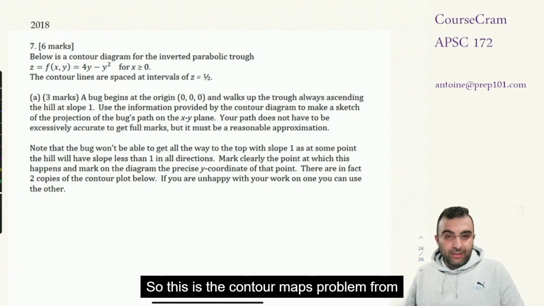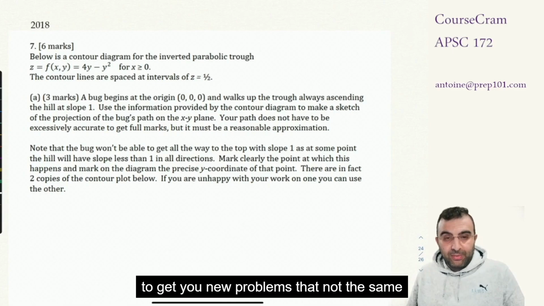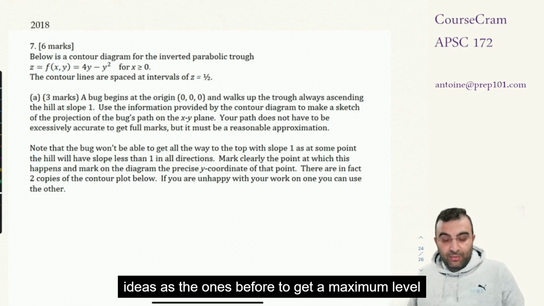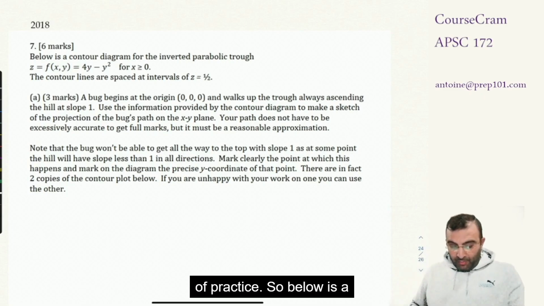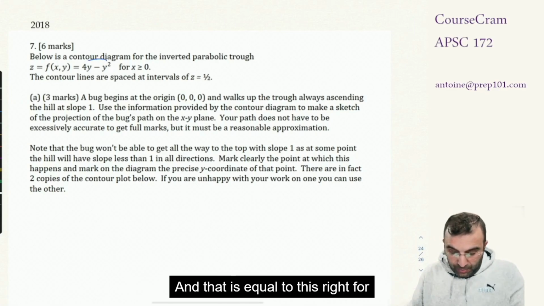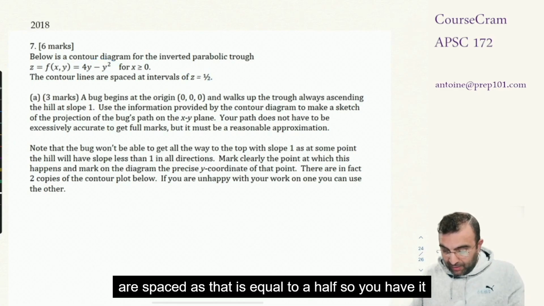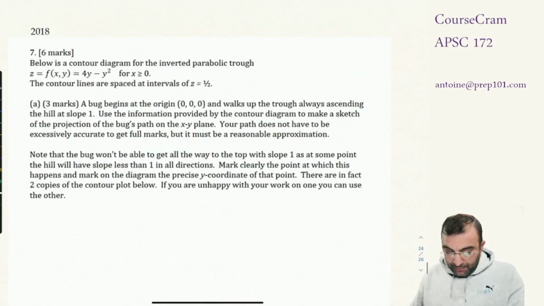So this is the contour maps problem from 2018. Again, I tried to get you new problems that are not the same ideas as the ones before to get a maximum level of practice. So below is a contour diagram for the inverted parabolic trough, and z is equal to this, right? For x bigger than or equal to 0, the contour lines are spaced at z equal to 1/2, so you have it here.